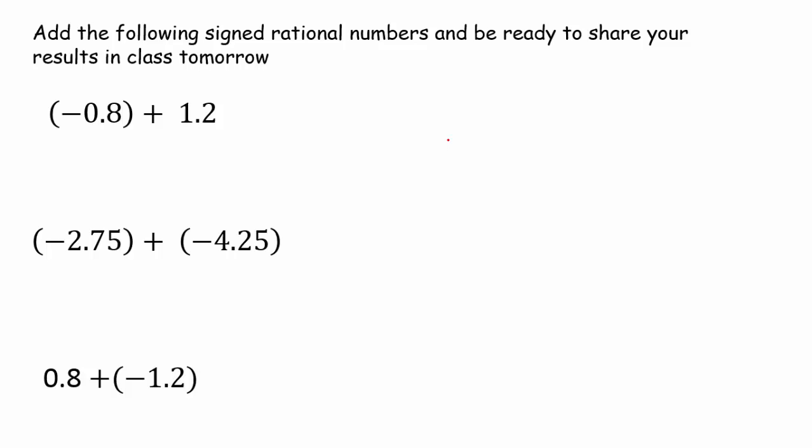Just going to use your rules. Circle the sign that goes with the number. The signs are the same, find the sum, keep the sign. Signs are different, find the difference, keep what you have, quote unquote, more of.